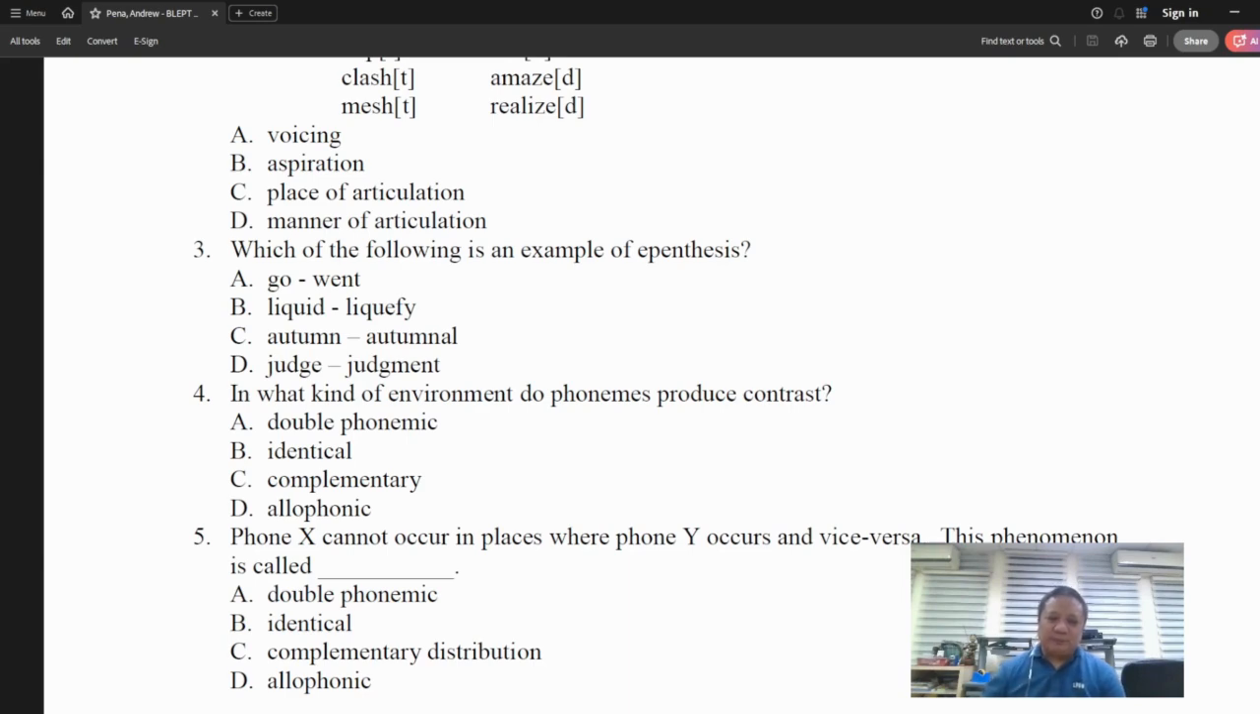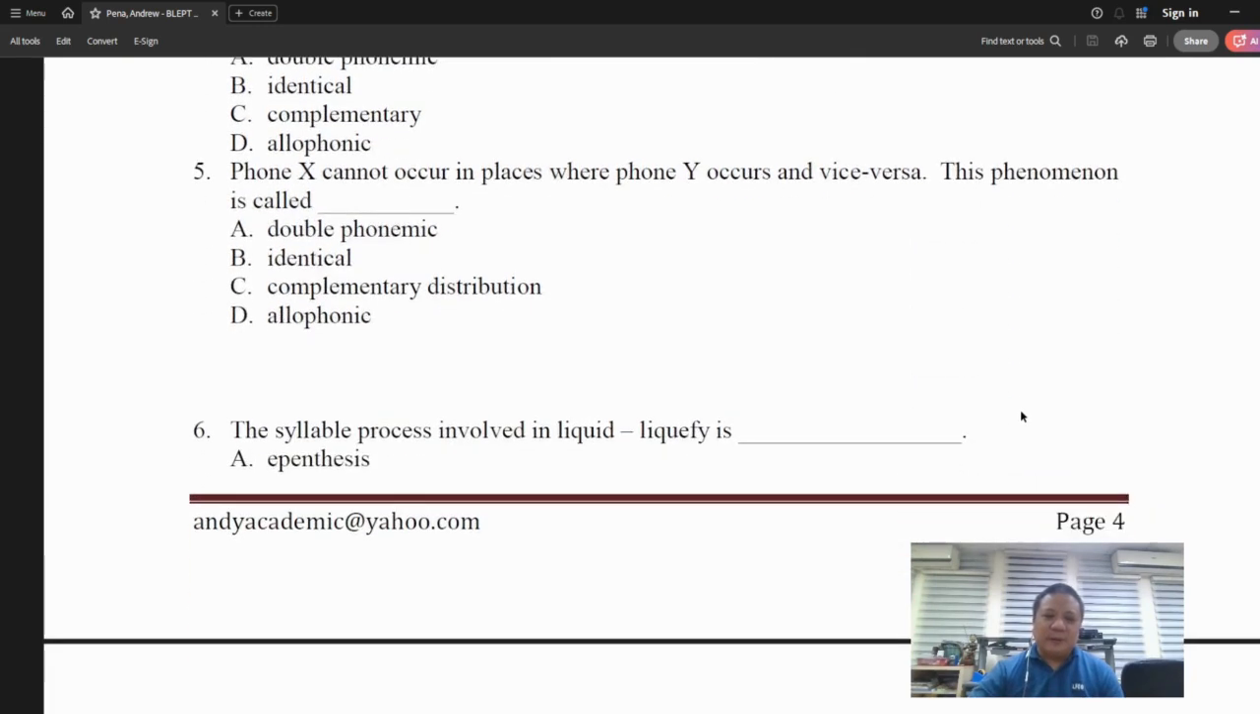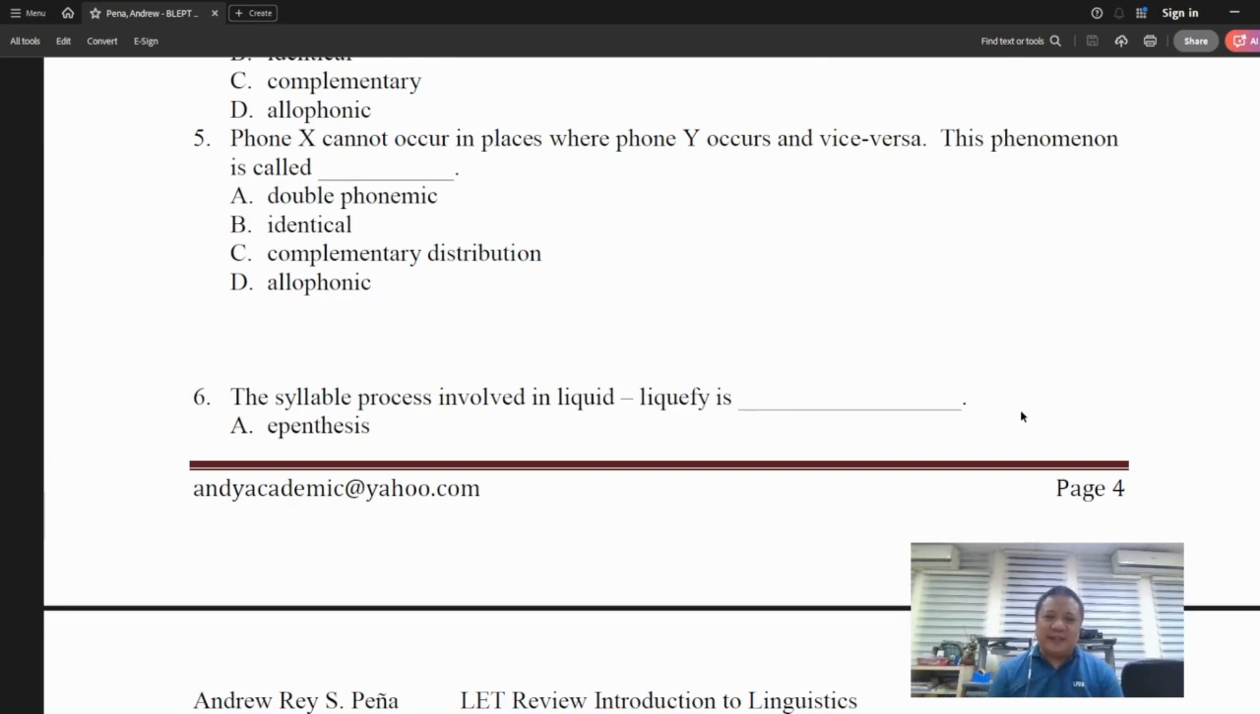Number four, in what kind of environment do phonemes produce contrast? A, double phonemic. B, identical. C, complementary. D, allophonic. The answer is identical. Phonemes produce contrast in identical environments, meaning everything else is the same except the place in which the phonemes are located.